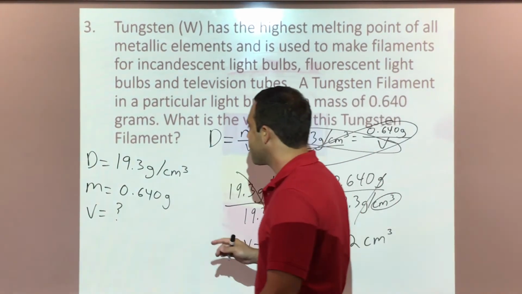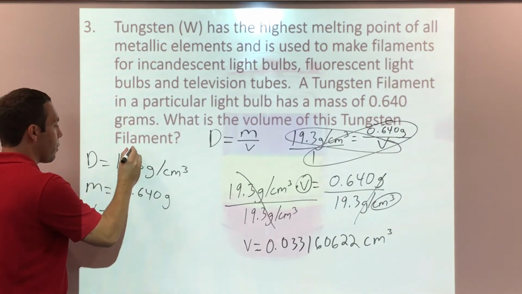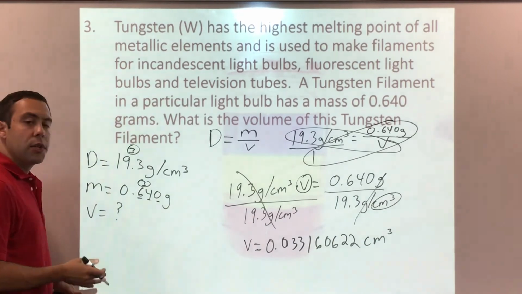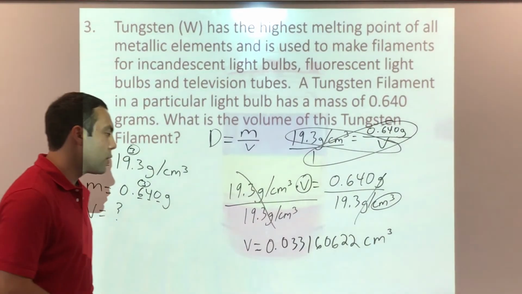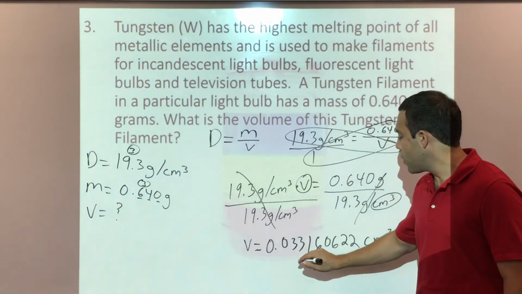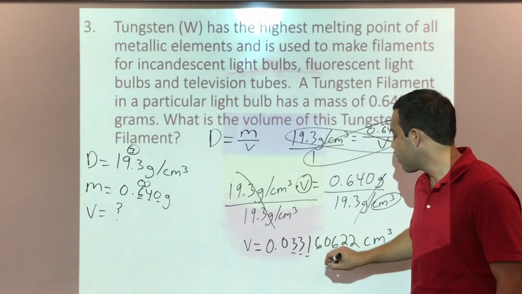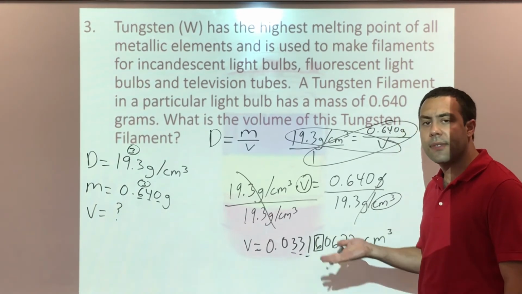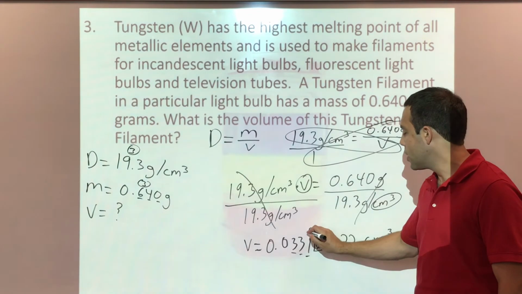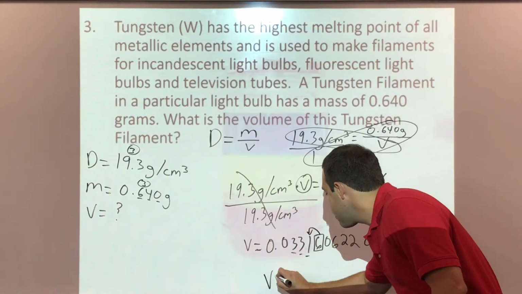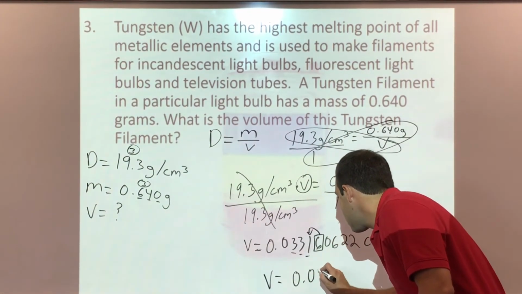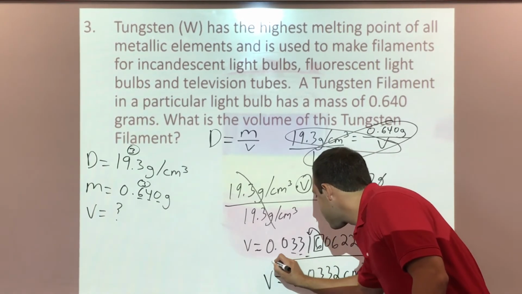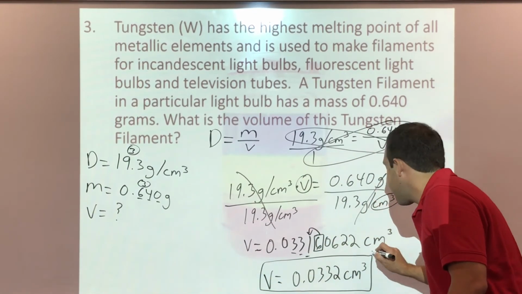We round to significant figures. Density 19.3, 3 significant figures. 0.640, 3 significant figures. So our least number of significant figures is 3. Go to the first significant figure, 1, 2, 3. Put a box around the fourth number. In this case, it's a 6. 6 is 5 and above, so we round up. This one becomes a 2. So our final answer, V equals 0.0332 cubic centimeters. And we box off our final answer.